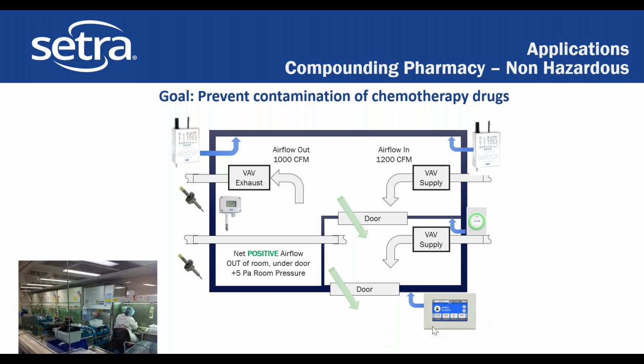This here is also using the flex monitor to display everything that is shown in the room, and the central light for the anterooms again. Again, a 5 Pascal room pressure is very common here. The interesting one here is that sometimes this pressure is brought up all the way to 12.5 Pascals to really make sure that we either keep something in or we keep the contaminants out.